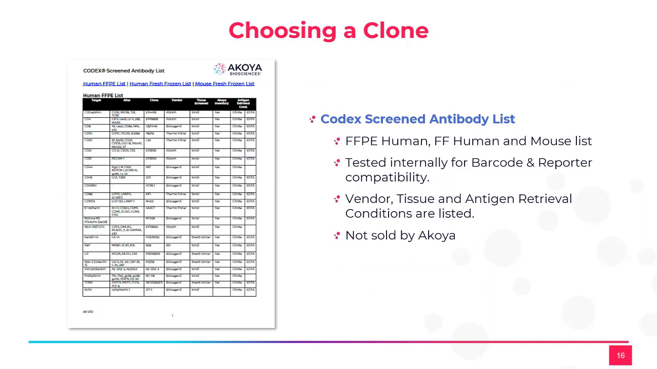Choosing a good antibody clone is the key to a successful custom conjugation. We have a couple of resources available for you to provide some guidance on selecting a clone. First, we have the CODEX screened antibody list. These are antibodies that we were able to successfully conjugate in Akoya R&D, but we do not sell them. Instead, we provide information regarding the target antigen, the antibody clone, which vendor the antibody was purchased from, which tissue was screened, and what antigen retrieval conditions were used if applicable.